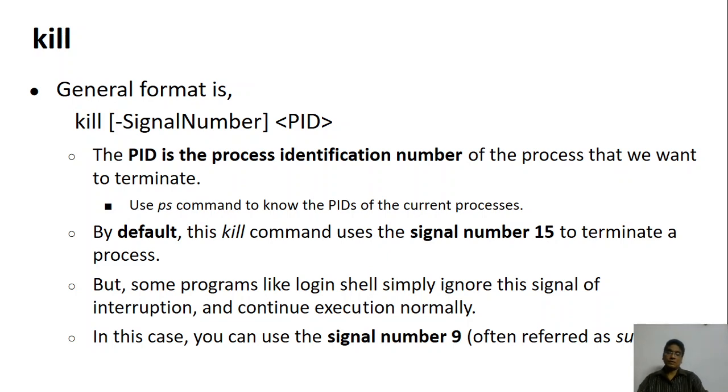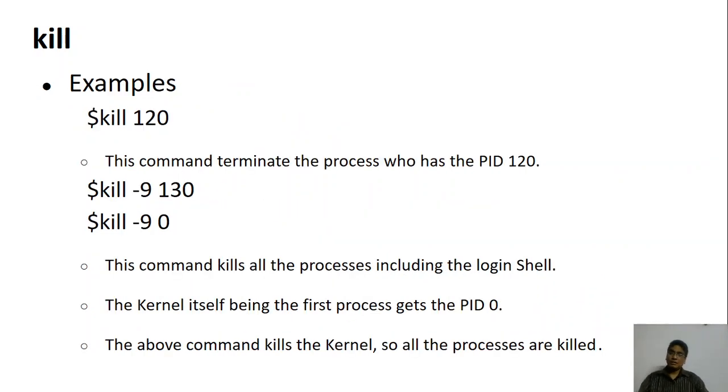Type the signal number and process ID. For example, kill 120 means the process with the number 120 is killed. Kill -9 120 means you are forcefully killing it. Remember, whenever you log in, your terminal's process ID is always 0. If you say kill -9 0, that terminal itself will close.